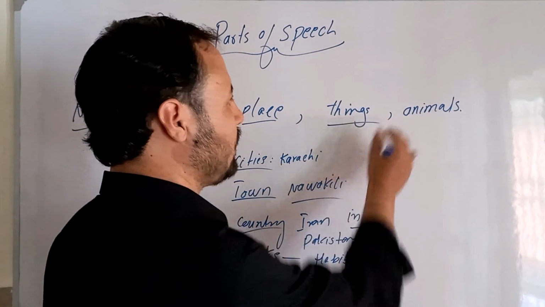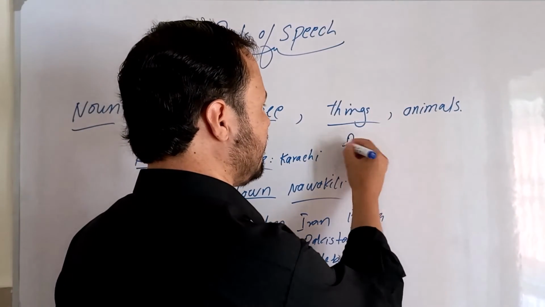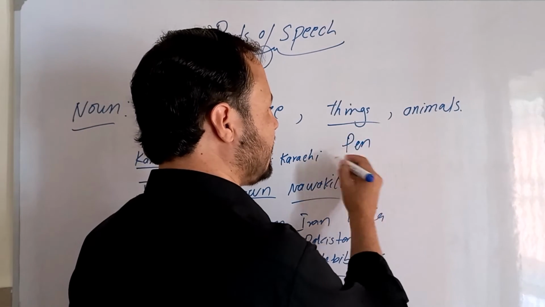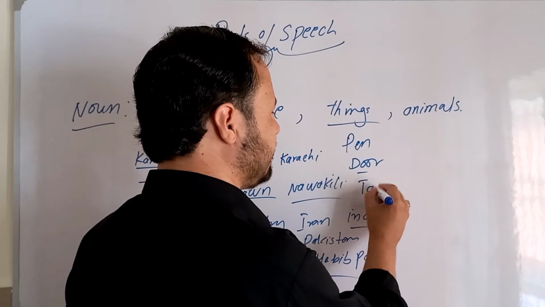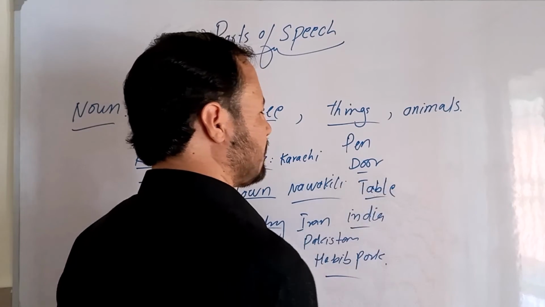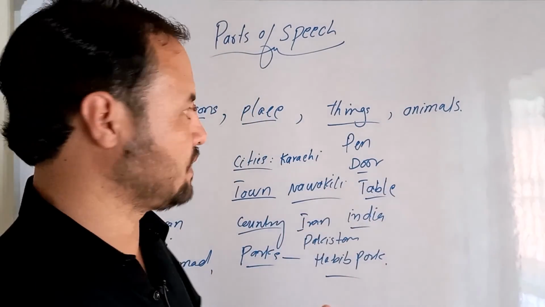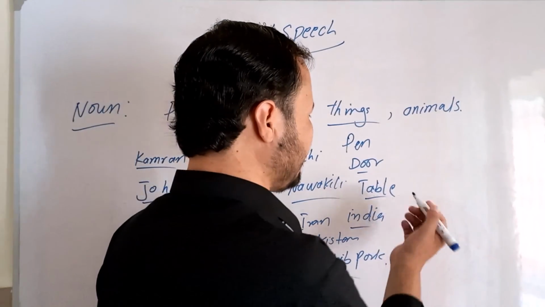Okay, in the things, when we come inside things, what things will come? For example, this pen. Pen is one thing. For example, door. For example, table. Like there are so many other things. For example, car. For example, aeroplane. Okay. For example, camera or mobile.